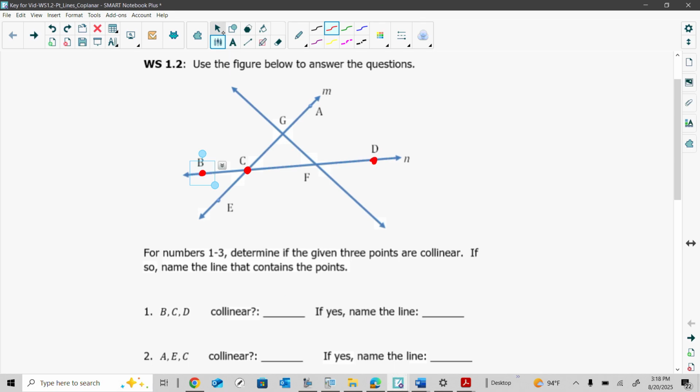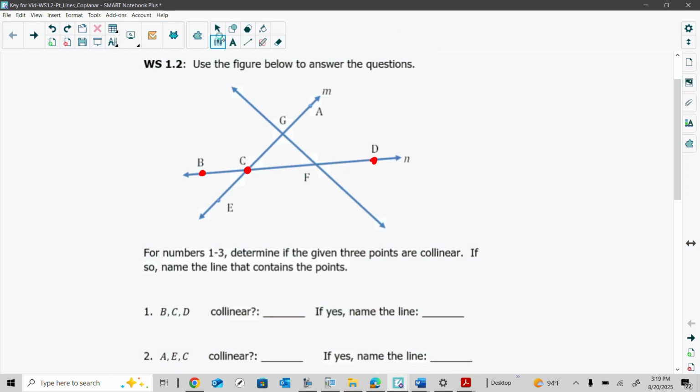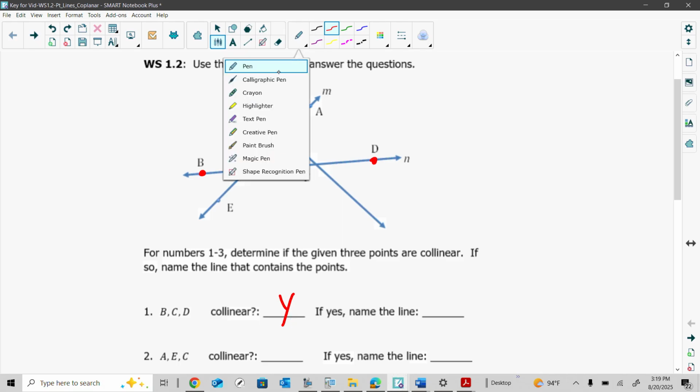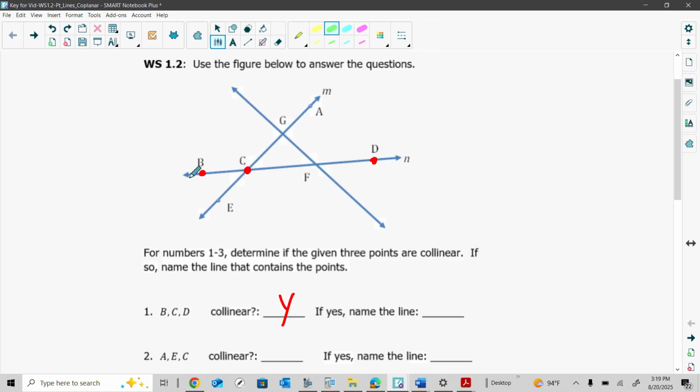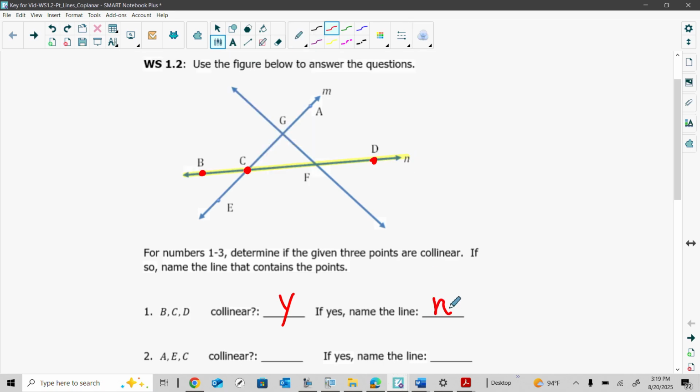So I can see that all of these are on the same line. So I'm just going to put a Y for yes. And the line that they're on, I'll just highlight that to help you see it right here. Let's go yellow. To name the line, we're going to use that lowercase letter next to the arrow. So this is on line N.